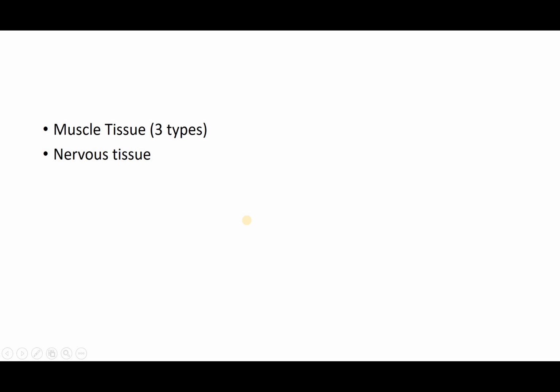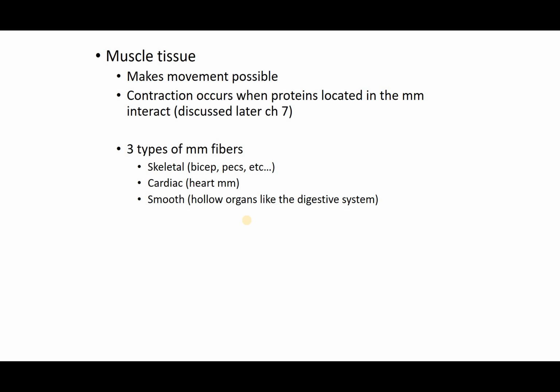We're going to look at the 3 different types of muscle tissue, and then we'll look at nervous tissue. Muscle tissue makes movement possible. We have 3 different types of muscle.